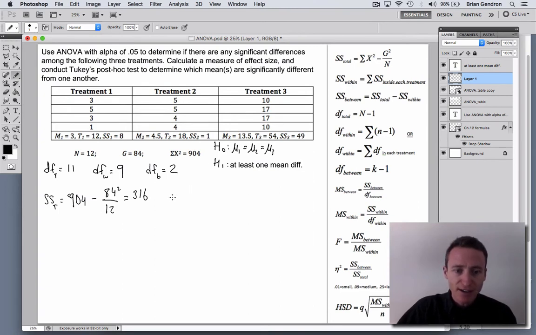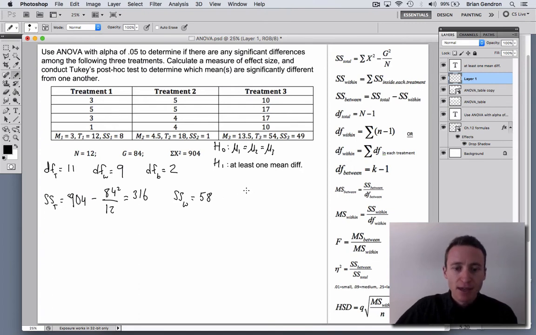The next value we can calculate is SS within for the entire analysis of variance. So what the formula says is take the sum of squares values inside each treatment. What that means is simply take the sum of squares for each sample and add them together. So for the first sample, it was 8. For the second, it was 1. And for the third, it was 49. So 8 plus 1 plus 49 looks like 58.